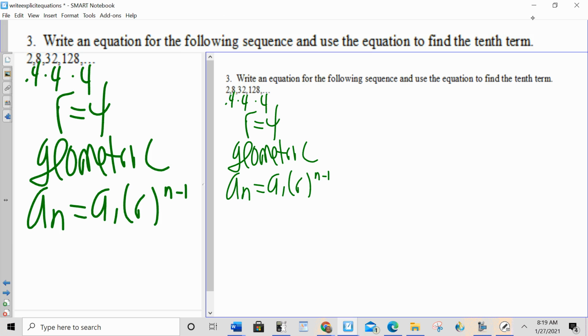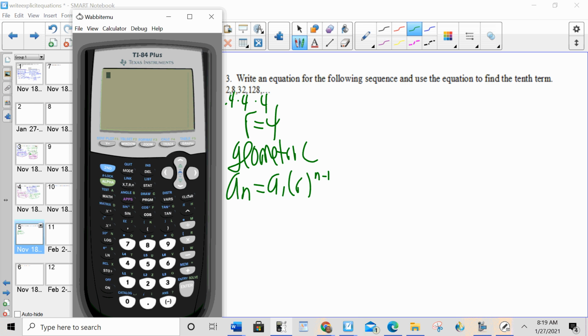Now again, let's say that you can't do it mentally. Then I always start with subtraction. I'm going to subtract the second term and the first term, the third term and the second term, then 128 minus 32. Do they subtract to the same thing? No, so it's not arithmetic. Now I'm going to try dividing the second term by the first term, the third term by the second term, the fourth term by the third term. Do those all divide to the same thing? Yes, that makes it geometric, that makes the common ratio 4.